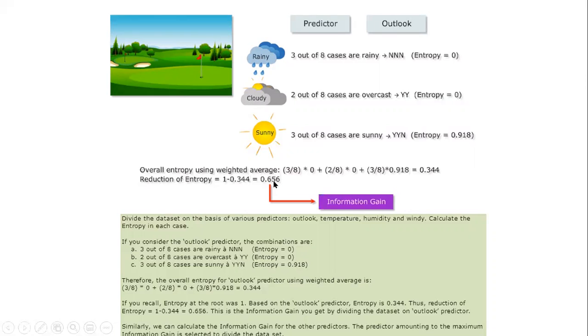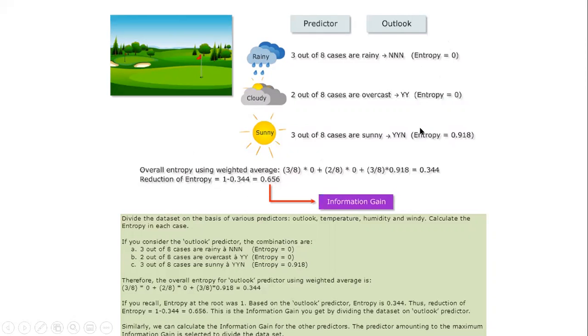What is the information that I gained if I chose Outlook to decide the first round of questioning? If I ask whether it's going to be rainy, cloudy, or sunny, and do the division based on this, then what is my advantage? What am I getting? That particular value which you will look at is this entropy gain. So if I choose Outlook, this is my entropy gain.